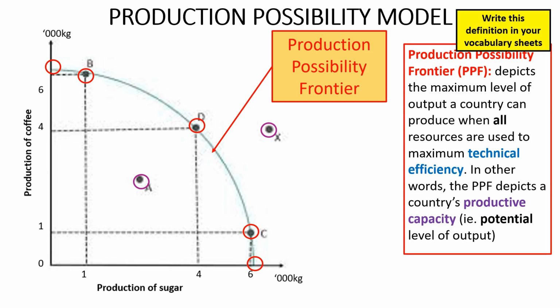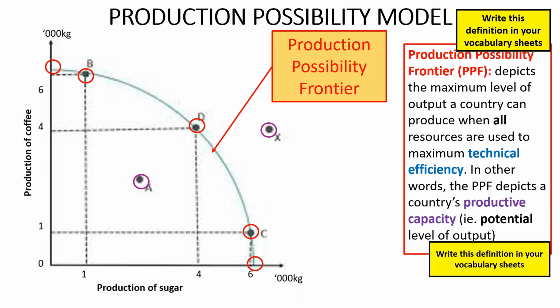The first of these is productive capacity, which means a country's potential level of output. That is, the output that a country is capable of producing when it uses all of its resources in the most efficient way. Look down the left-hand side of your vocabulary sheets, find the term productive capacity and write this definition in there.